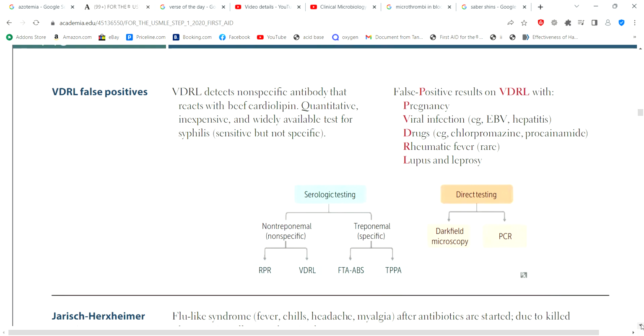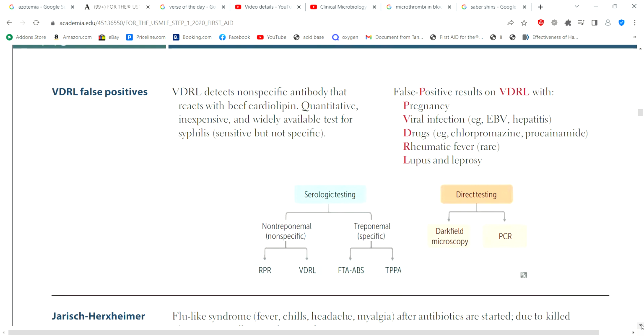So if somebody is pregnant, or they have a viral infection, or they are on the drugs chlorpromazine or procainamide, or they have rheumatic fever or lupus or leprosy, they can test positive for syphilis, but this is wrong. This is known as a false positive. It's when you test falsely positive for a disease you don't have.